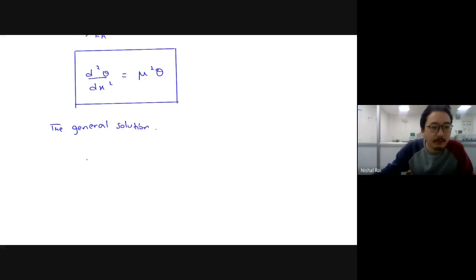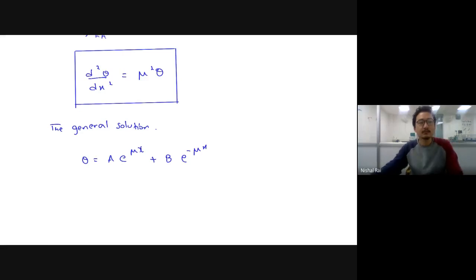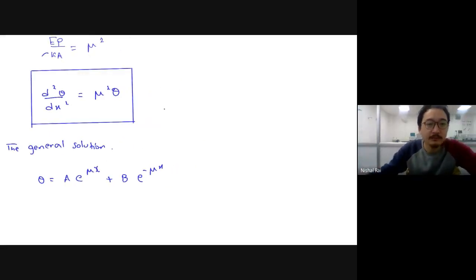Solution for this is given by what? Theta is equal to A e to the power mu x plus B e to the power negative mu x. Now this is the most general solution. Why? Because first you consider this.